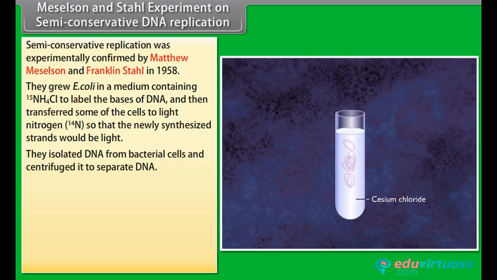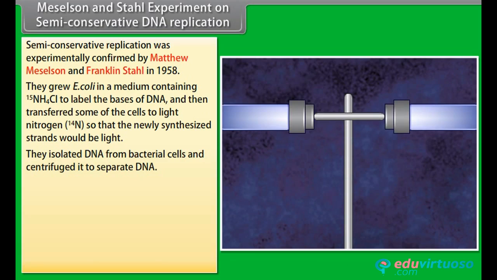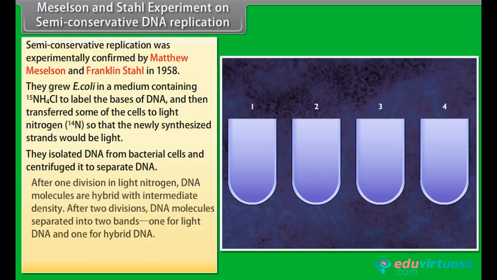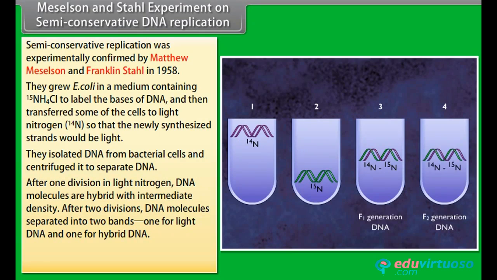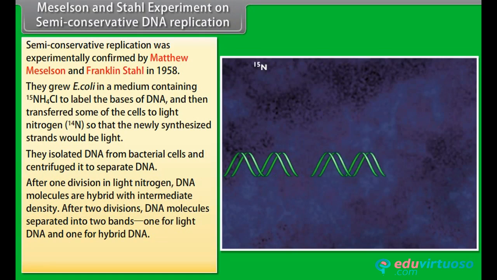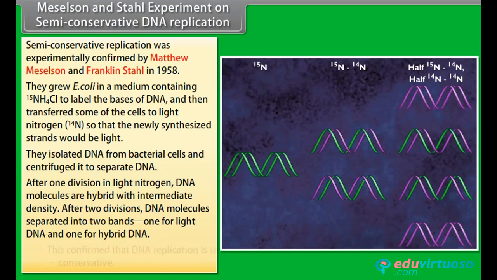They isolated DNA from bacterial cells and centrifuged it to separate the DNA. After one division in light nitrogen, DNA molecules are hybrid with intermediate density. After 2 divisions, DNA molecules separated into 2 bands, one for light DNA and one for hybrid DNA. This confirmed that DNA replication is semi-conservative.